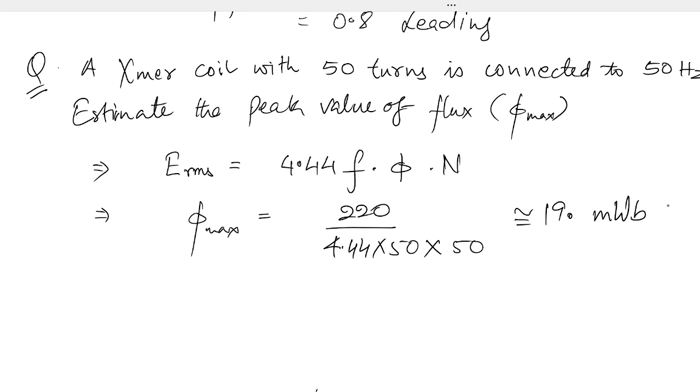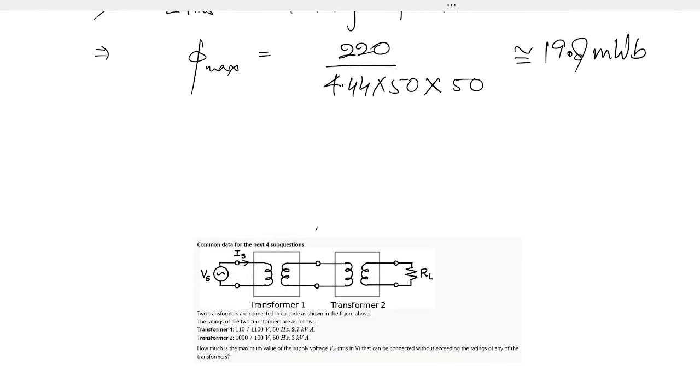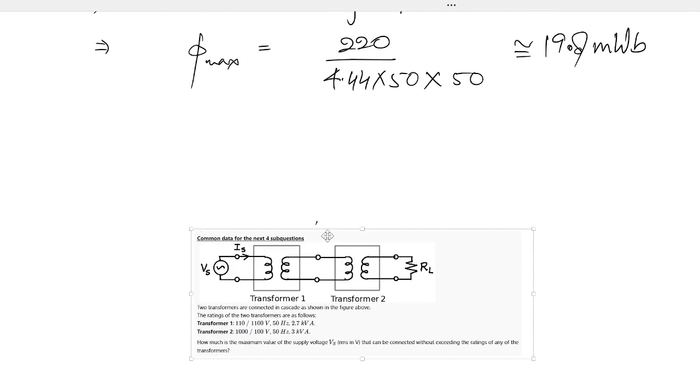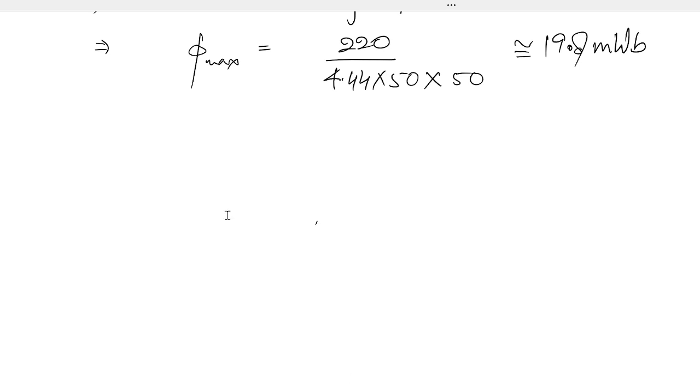I have just taken a rounding figure, sir. I asked you to take up to 2 digits after the decimal. That is fine. Clear? Then in that case, 19 milliweber will be the answer. Try to include 2 decimal places, so the answer is 19.8 something, whatever answer is coming.